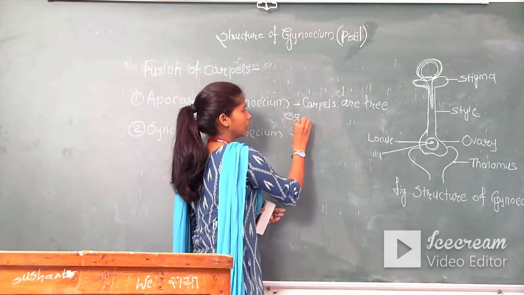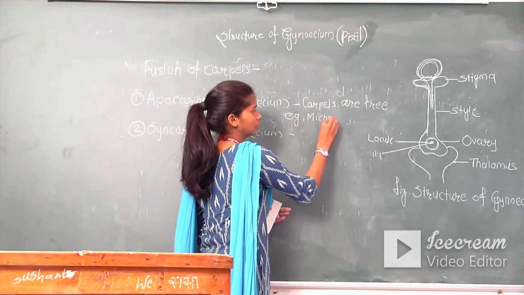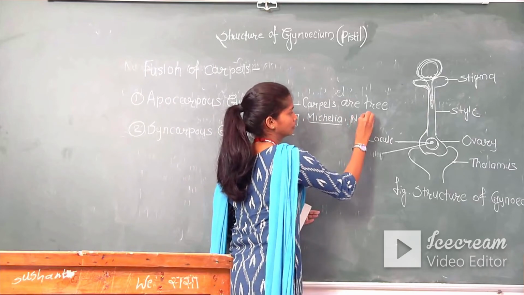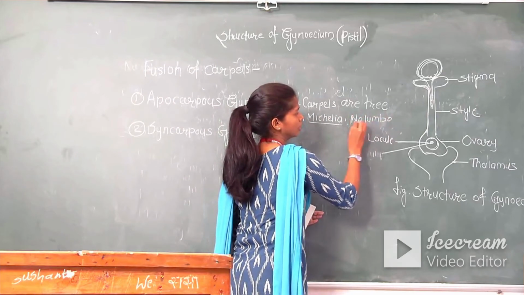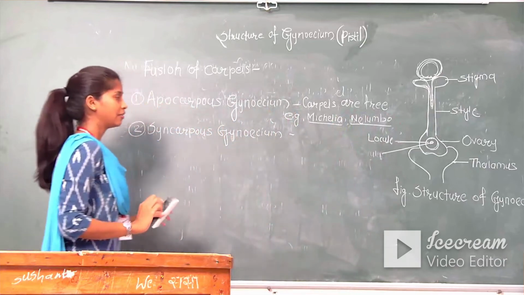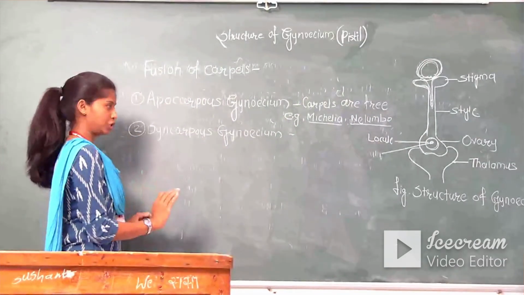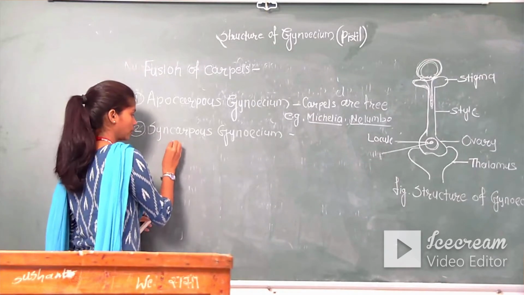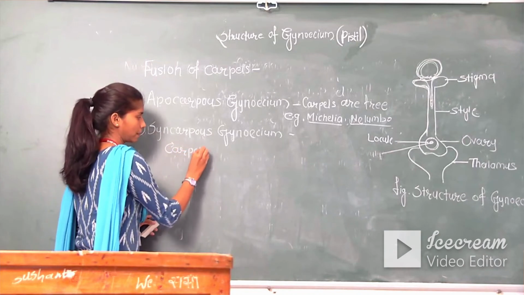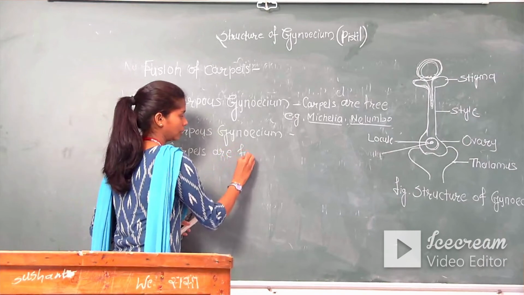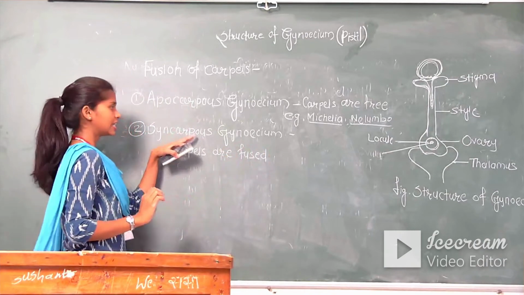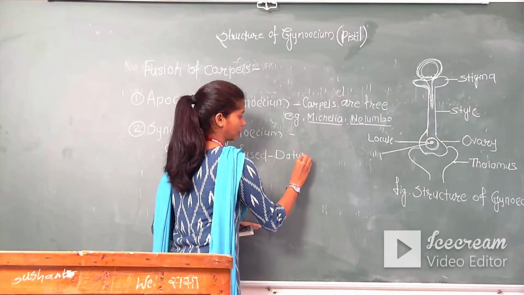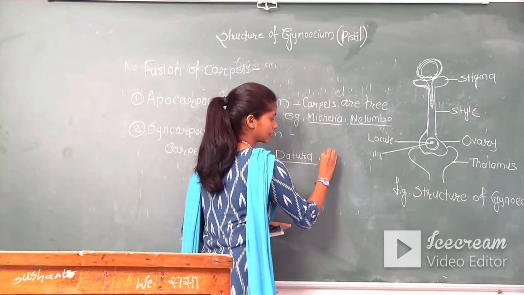Example is Michelia and Nilambu. In these two cases, carpels are free. What is syncarpous gynoecium? If the carpels, that number of carpels, are fused to each other, then that gynoecium is known as syncarpous gynoecium. Example is Dhatura and hibiscus.